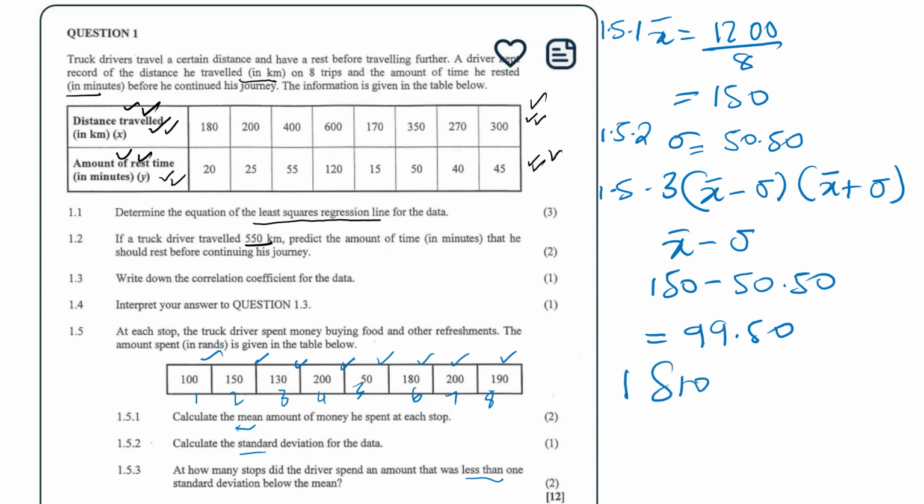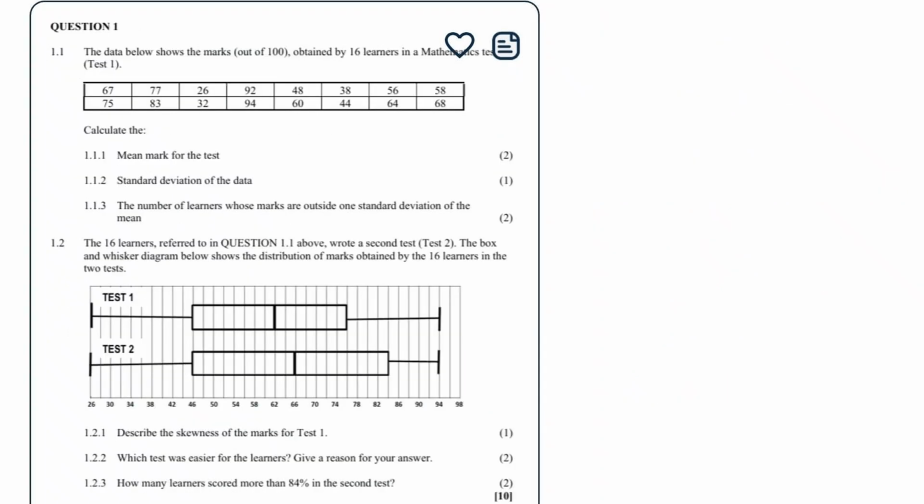Therefore we can say it is one stop. How many stops did the driver spend an amount of money that was less than one standard deviation below the mean? Remember, this is our 100. So 99.50 is telling us he spent 100 rands on his first stop. Therefore it is only one stop. Right, let's go to the following question.